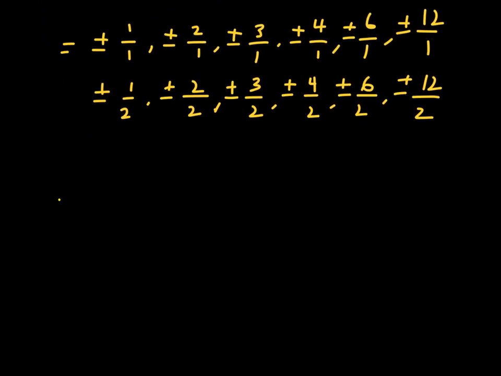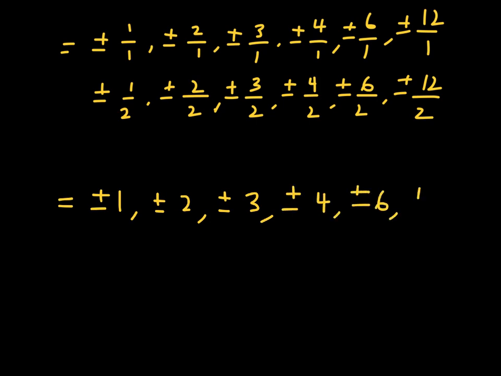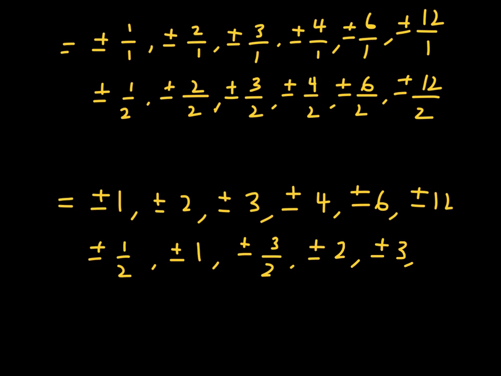Wow, that was fun. All right, now what we should do is simplify all of these numbers. So the first row, whenever you divide a number by 1, the quotient is that number. So the first row is just plus or minus 1, plus or minus 2, plus or minus 3, plus or minus 4, plus or minus 6, plus or minus 12. The second row would be plus or minus 1/2. Watch this. Plus or minus 2 over 2 is where I'm at, and that is 1. Plus or minus 3/2, plus or minus 4 over 2, which is 2. Plus or minus 3, and then plus or minus 6. I want you to notice the duplicates. There's 1 in this list twice, so I don't list duplicates. 2 is listed twice, 3 is listed twice, 6 is listed twice. So you do not list any duplicates.